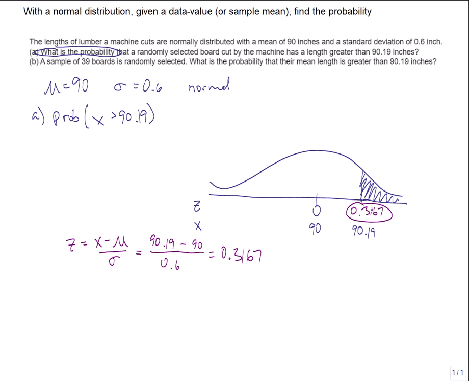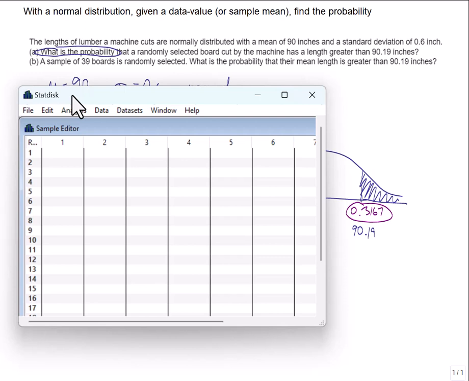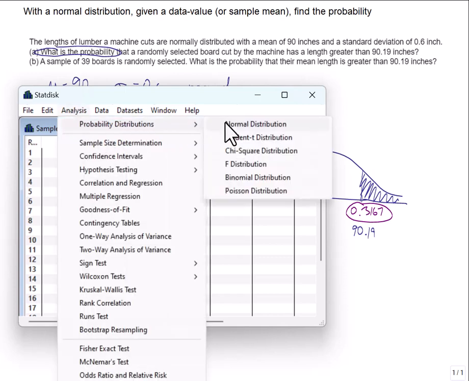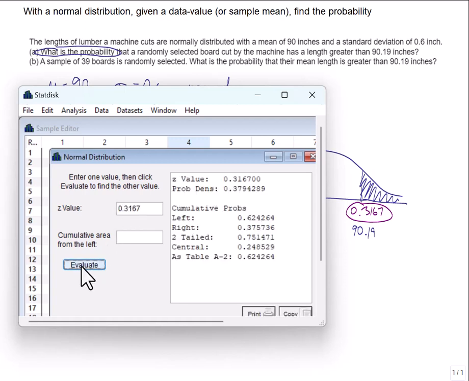I'm going to fill it in. Next, we calculate the area. The way we calculate the area is by using StatDisk. I have it pulled up as an app; you can also use it on the web. Click Analysis, Probability Distribution. This is a normal distribution, so I'm using that, and what we have is a z-value. So I'm going to type in the z-value, 0.3167. I click Evaluate, and it tells me everything.